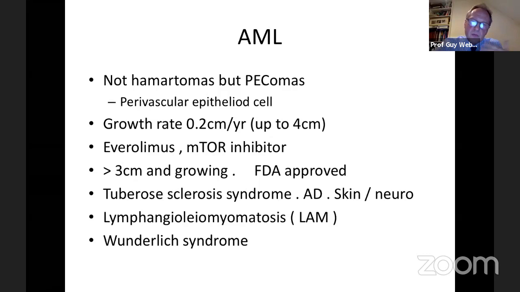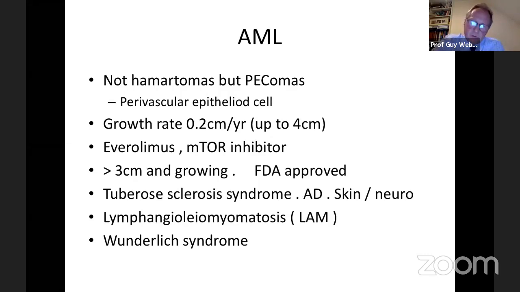AML, small vascular lesions. They were originally classified as hamartomas, but now they're classified as PEComas, perivascular epithelioid cell tumours, and they have a growth rate of normally about 0.2 of a centimetre a year, but in some situations they can grow up to 4 centimetres a year. And there's FDA approval in the States for these to be treated with mTOR inhibitor, everolimus, for those patients that have them that are 3 centimetres or larger and growing in size.